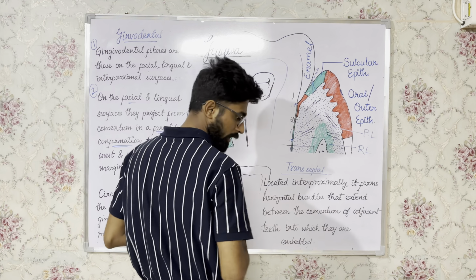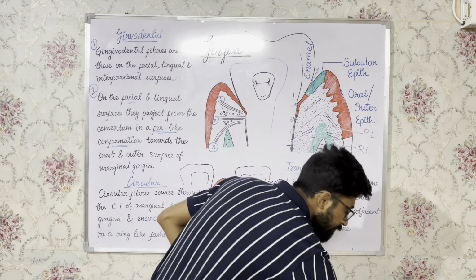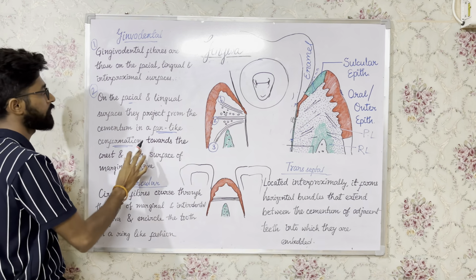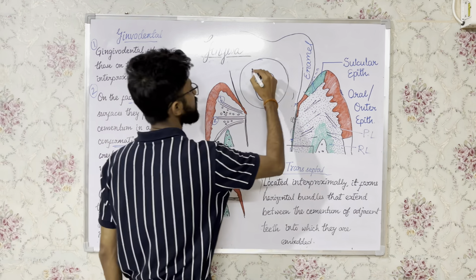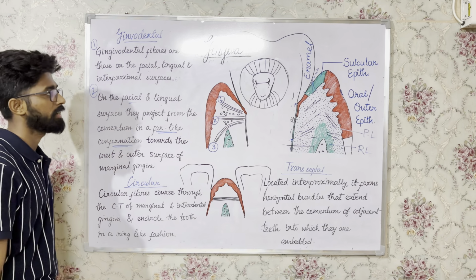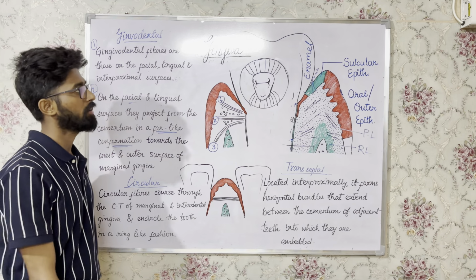Now what does the second point mean? If this is an occlusal view of the teeth, the gingivodental fibers will look like this: on the facial and lingual surface they project in a fan-like conformation. So what will be the fan-like conformation? On the facial and lingual surfaces, this is what a gingivodental fiber looks like, right?